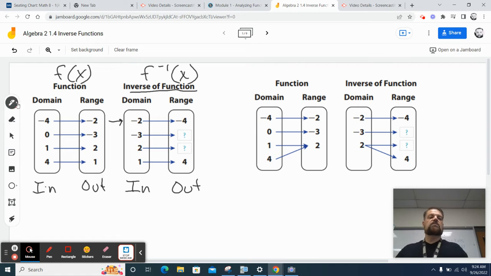And I know you guys are trying to copy all this down, so I'll give you a second. But as you're copying it down, I want you to guess what values you think go in here where the question mark is. In other words, what do you think goes here? What do you think goes here? And then over here we have a trick question, okay?